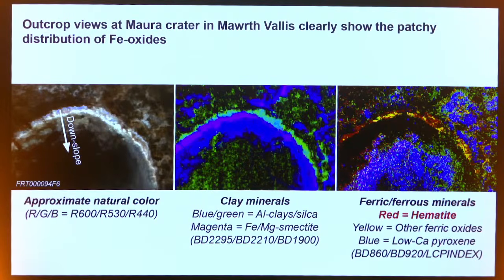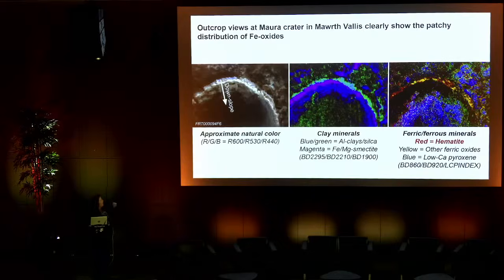Here's another example from Mara Crater, another classic location. Showing again on the right, you can see that red to yellow, very patchy behavior within that upper aluminum unit, suggesting it's here and there within the unit.